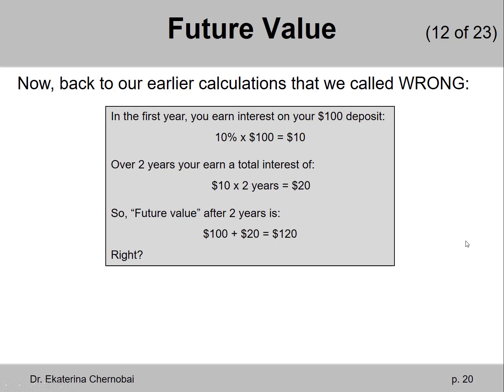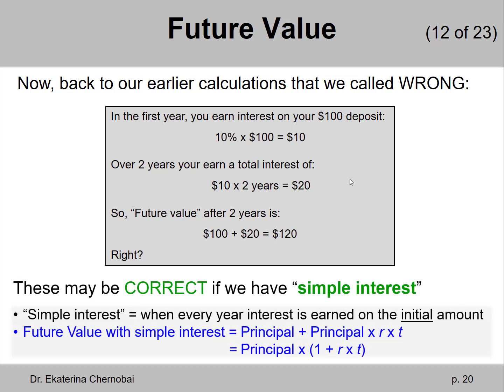Now, if you go back to the calculations that I said were wrong, where you take the $10 interest from the first year, multiply it by 2, and say that this is how much total interest you will have by the end of the second year. Could this be correct? Maybe sometimes under some special circumstances? Yes, this could be correct, and this would be called simple interest. What would be a good example?